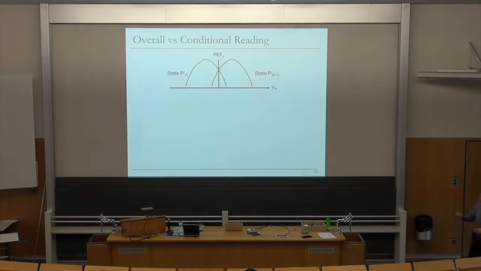So this is called conditional reading, conditional on the value of your neighbor, as opposed to using the overall distribution. You don't use this overall distribution. If you use the overall distribution, you use this read reference voltage. But if you knew your neighbor value was 1, 1, you use this read reference voltage. If you knew your neighbor was 0, 0, you would use this read reference voltage. And if you knew your neighbor was 1, 0, you would use this one. If you knew your neighbor was 0, 1, you would use this one.